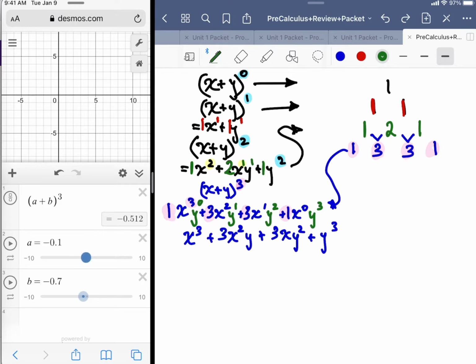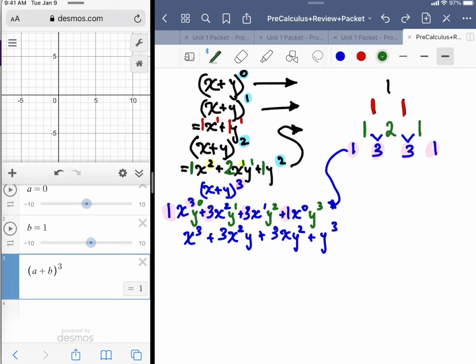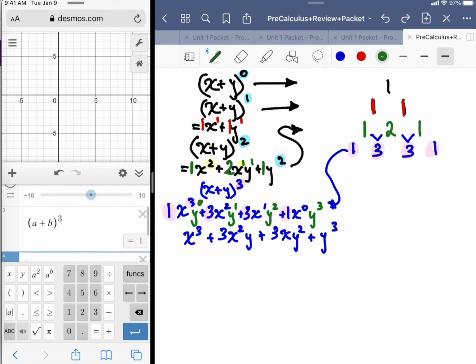So I'll keep it simple. I'll put it at 0 and 1. 0 plus 1 is 1, cubed is 1. So we know that this is a true expression. So what I would then do, now that I got all that in there, is type in my expanded form using a instead of x and b instead of y.